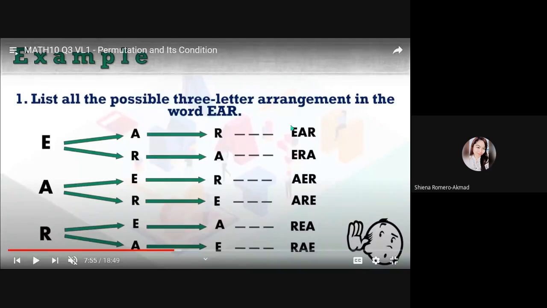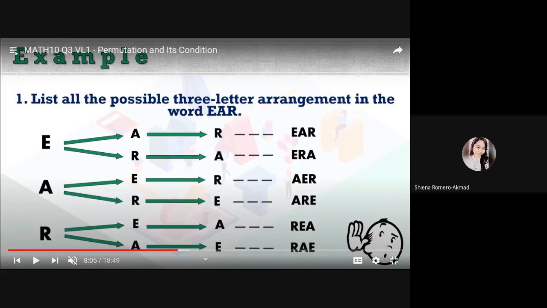So as you can see, all we need here is a three-letter arrangement, whether it has a definition or not, but as long as it is an arrangement using the letters in the word EAR, it is acceptable. So how many arrangements do we have? We have 6 arrangements in total.